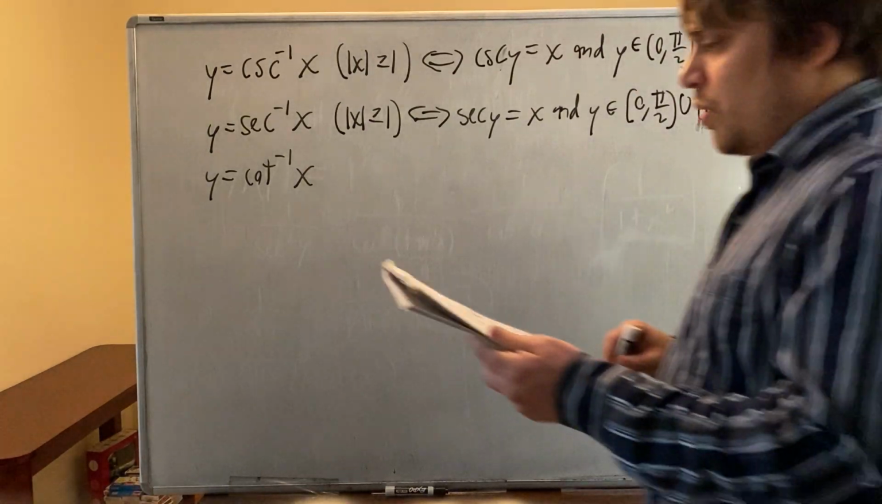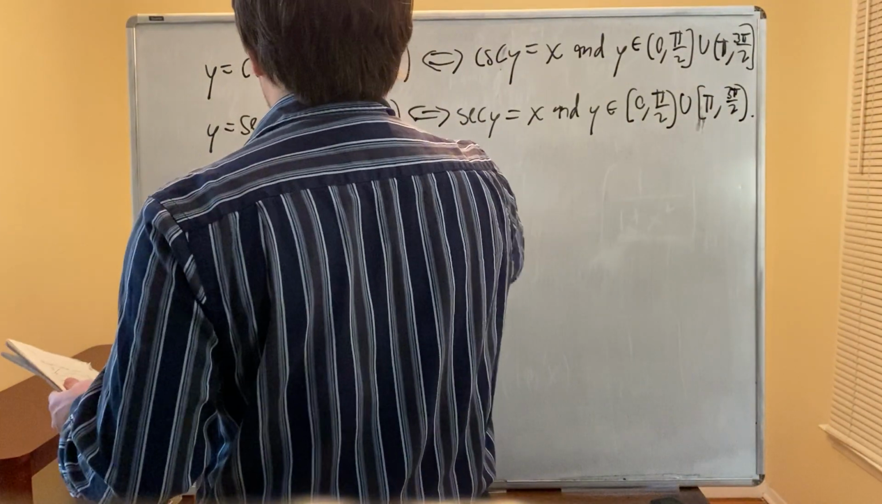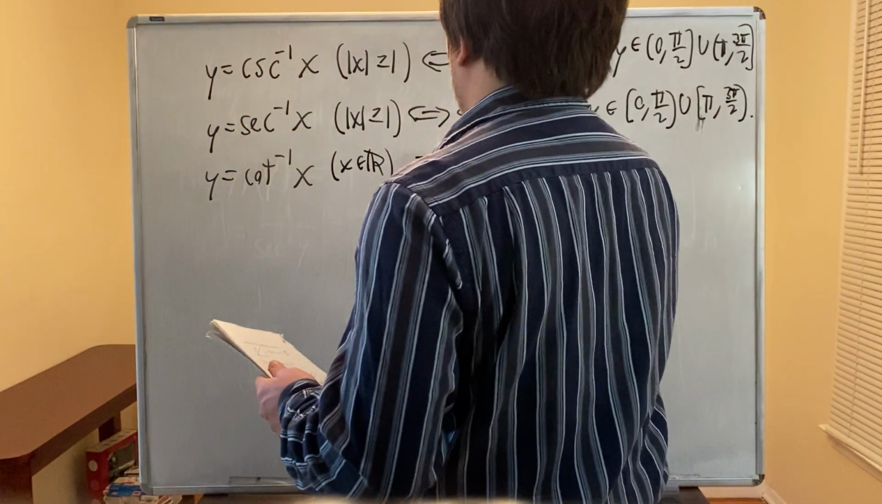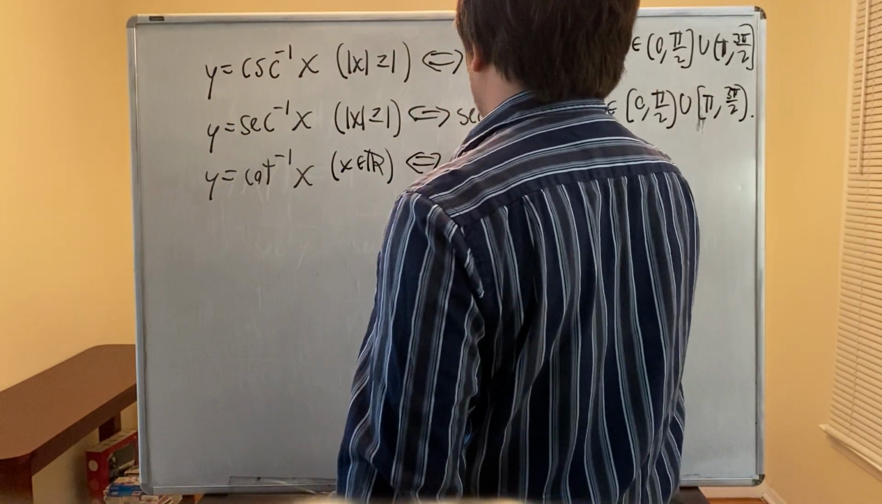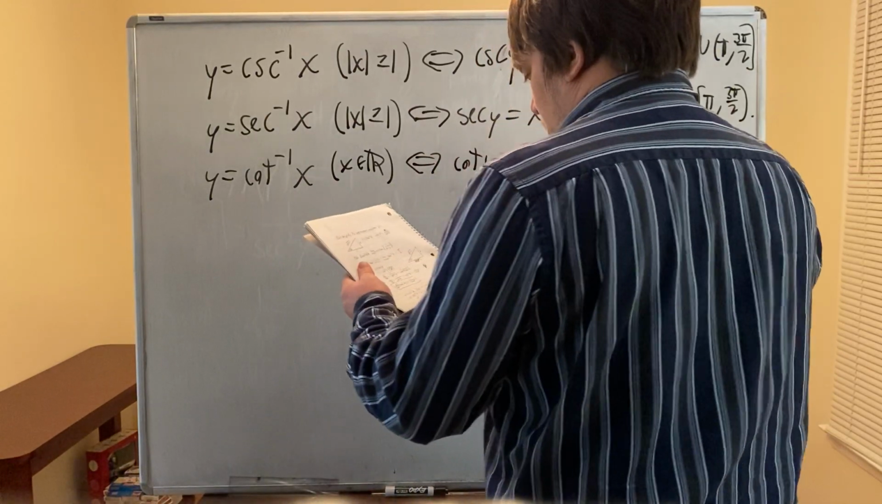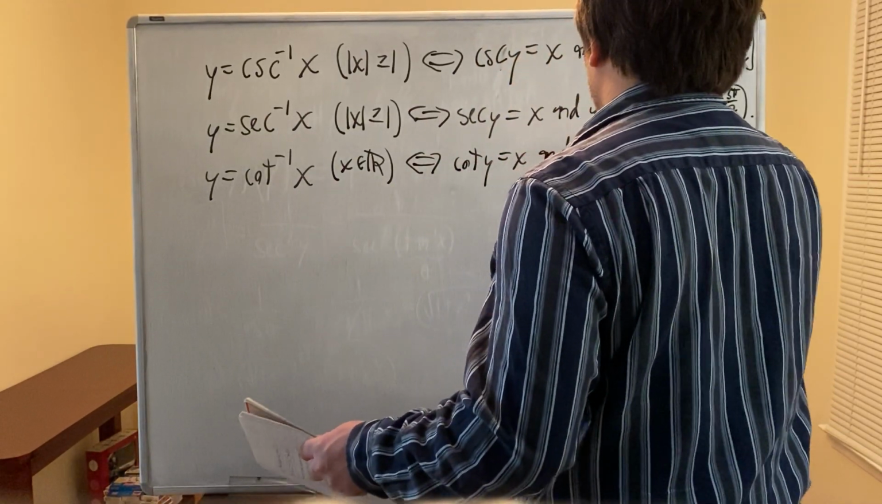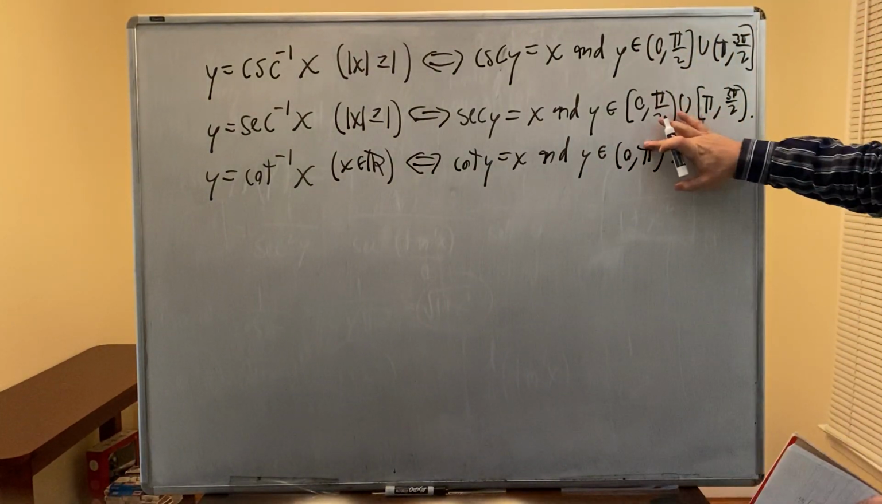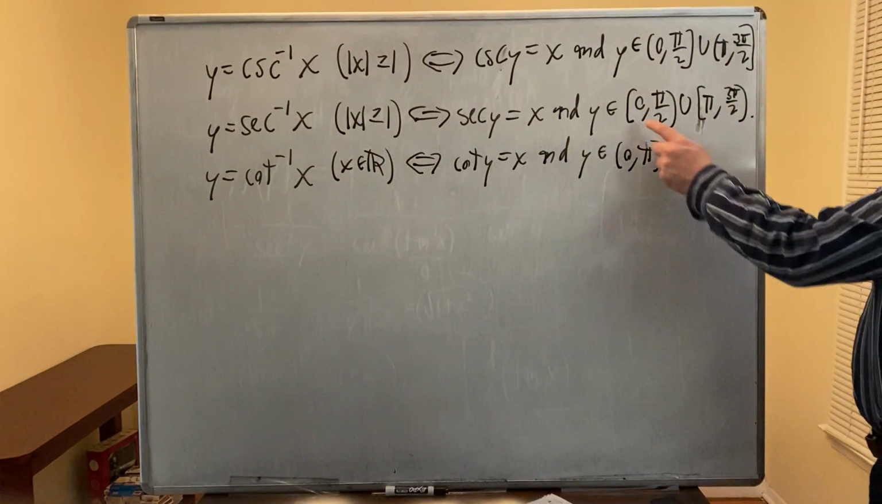Okay, y equals cotangent inverse x. This is for any real number x, any x belonging to the real line, if and only if cotangent y equals x and y belongs to the set (0, pi), not including 0 or pi. Right, so when I have the open intervals, they don't include the endpoints.